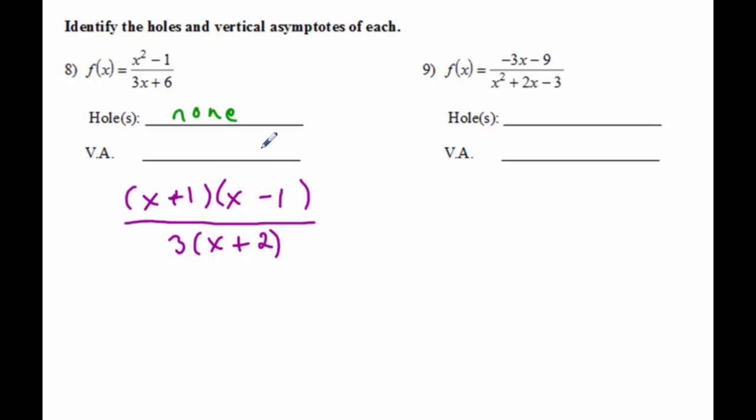We would not leave it blank. We would say that there is none. Leaving it blank implies that you have no idea what it means for a graph to have a hole. Saying none means that you know that there's not a hole there.